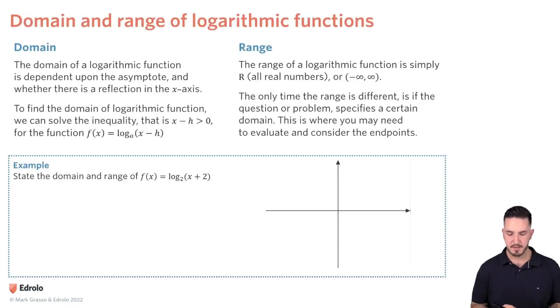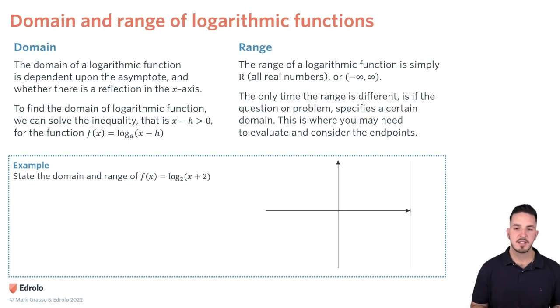Domain and range of logarithmic functions. The domain of a logarithmic function is dependent upon the asymptote and whether there is a reflection in the x-axis. To find the domain of the logarithmic function, we can solve the inequality that x minus h, the argument, is greater than 0, for the function log a of x minus h. On the other hand, the range of a logarithmic function is simply R, or all real numbers, or you can write it as negative infinity to infinity, as long as you have exclusive, curved brackets.